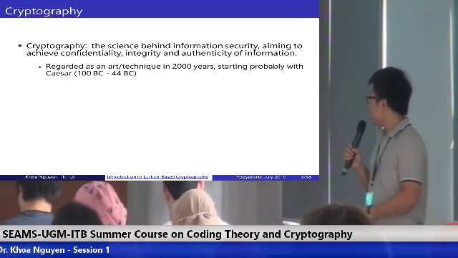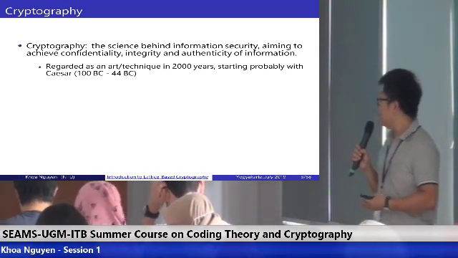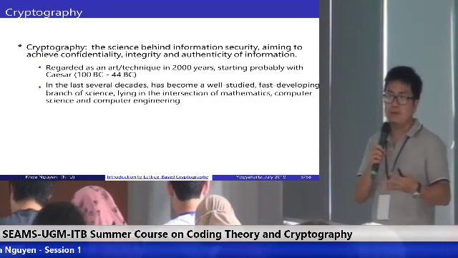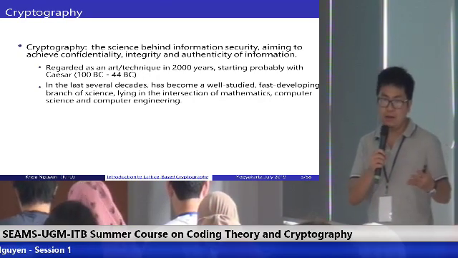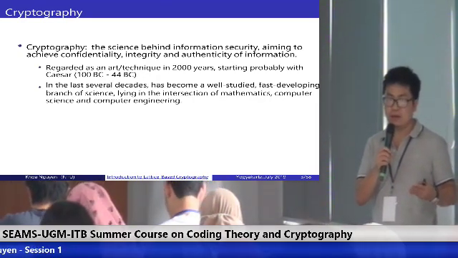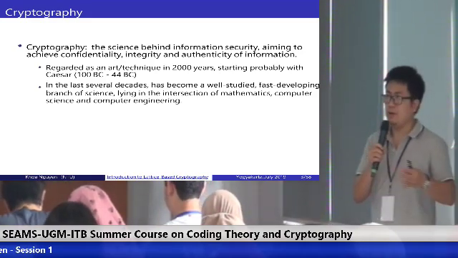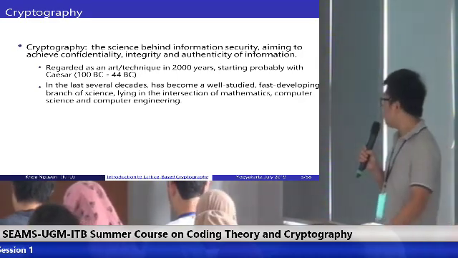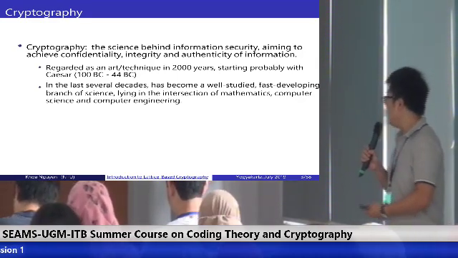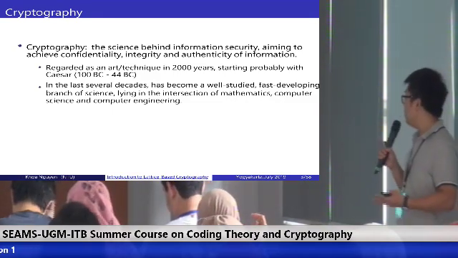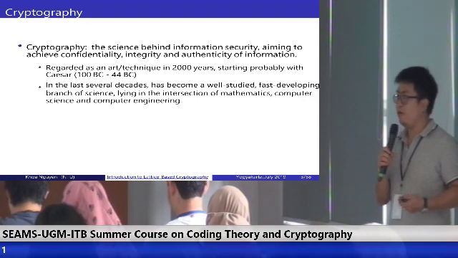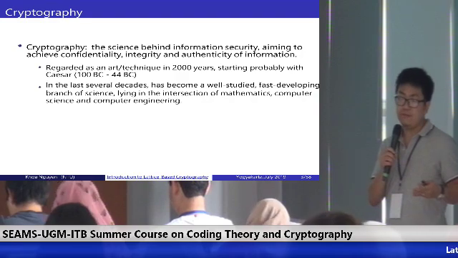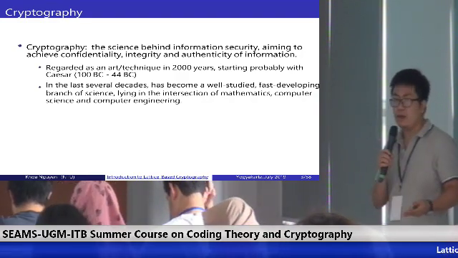And for many, many years, until maybe World War II, cryptography still remained an art rather than a science. It was sometimes used in very restricted form in military action, something like this. But in the last several decades, cryptography has become a well-studied and very fast developing branch of science, lying in the intersection of mathematics, computer science, and computer engineering.